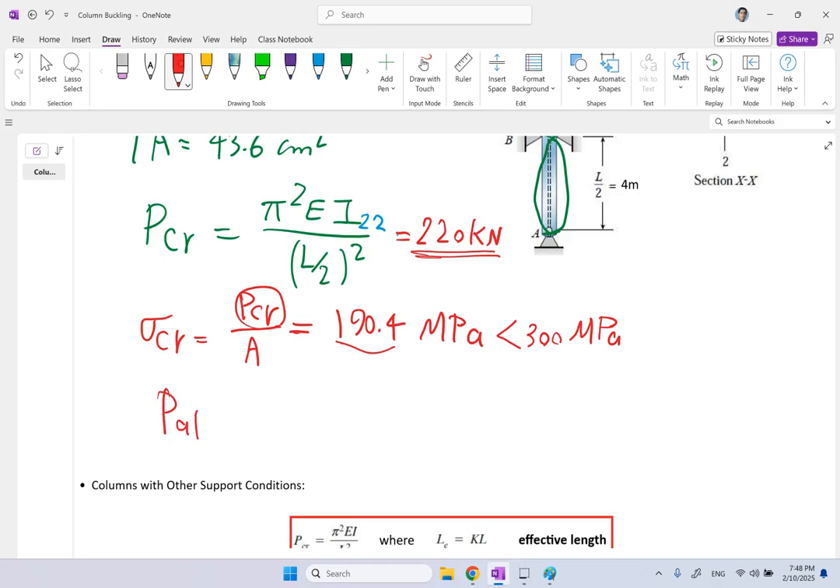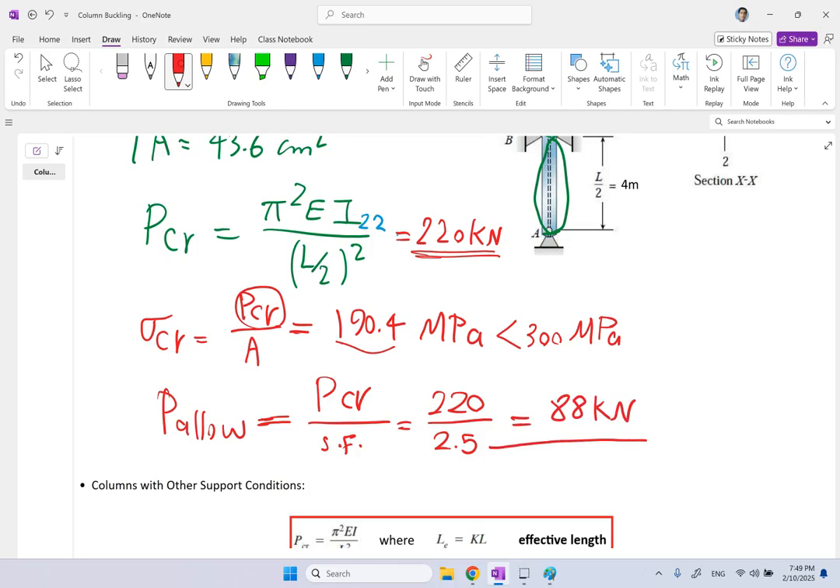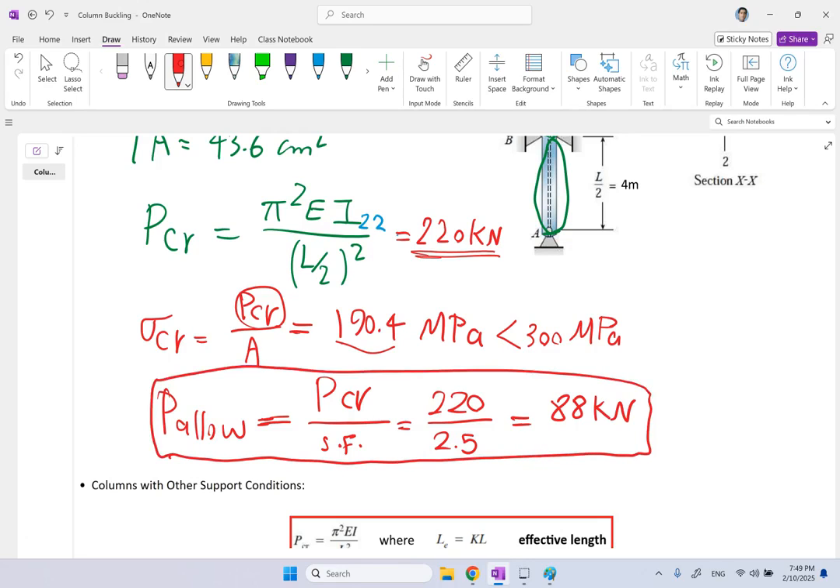My actual allowable force should be the P critical divided by the safety factor, which is 2.5. So I have to divide that 220 by 2.5, and that means it's 88 kilonewton. So if my load on the column is 88 kilonewton, of course, I'm not going to yield under compression, and also I'm not going to buckle with a safety factor of 2.5. So this is the maximum force you can apply on this column.